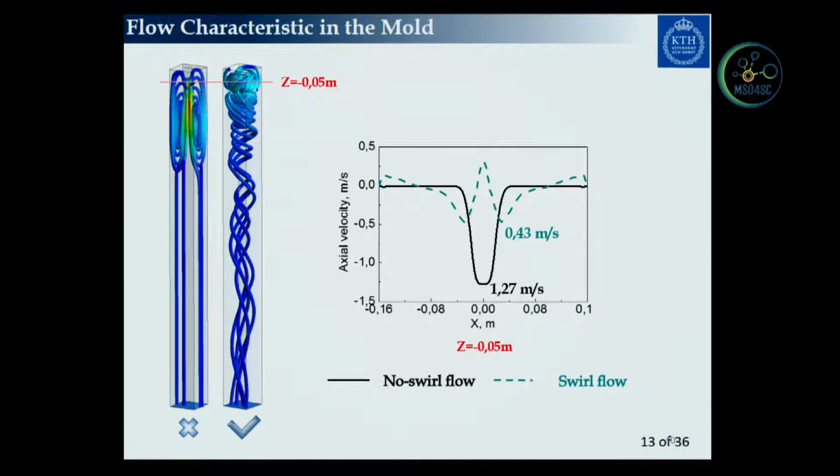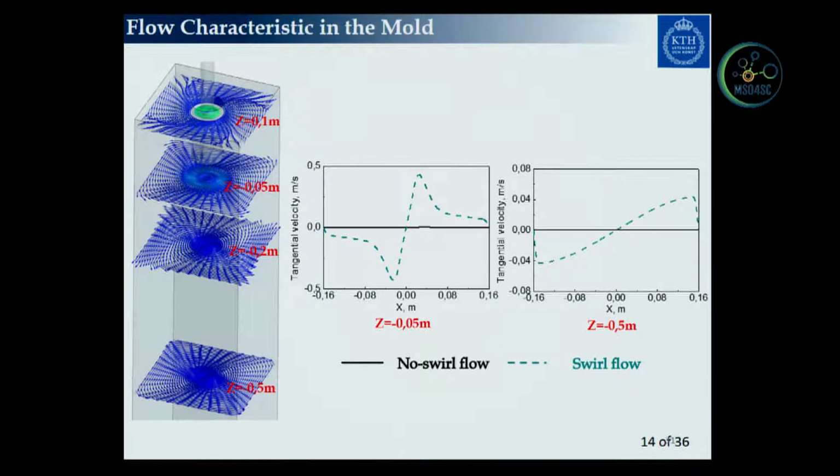Why? Because we can see that here the black line is no swirl flow. That means the penetration depth is very deep into the mold. That is not good for inclusion removal. And this line shows the velocity with the swirl flow. We can see that in the vertical direction, the velocity is much reduced.